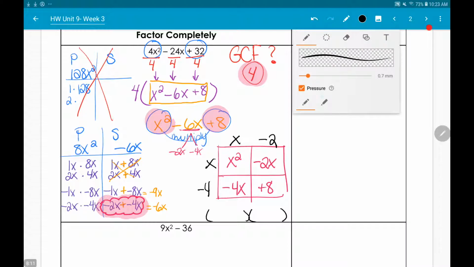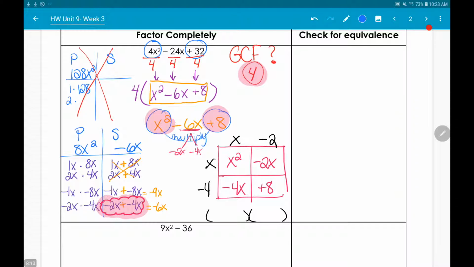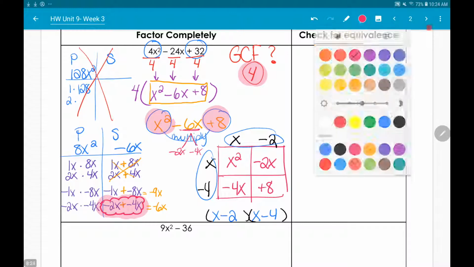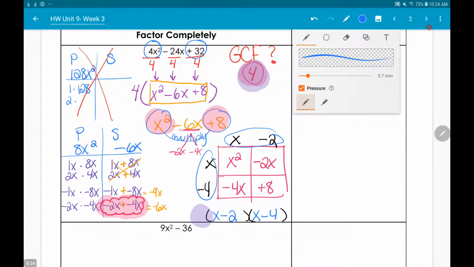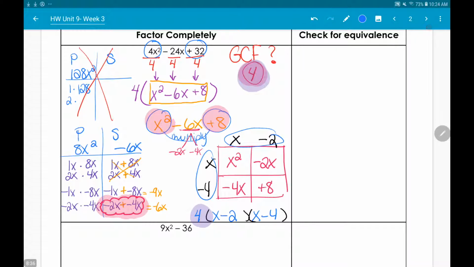I've noticed a lot of us are forgetting to do this final step. What is our answer? Our answer is x minus 2 and x minus 4. But remember, when you are factoring completely, you need to think back to what you took out in the beginning. I have to put that back into my answer. So we took out a GCF, so I need to put my GCF back into my answer. So my final answer is 4 parentheses x minus 2 parentheses x minus 4. And now that is factored completely.